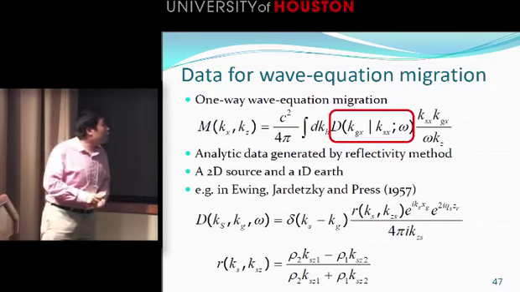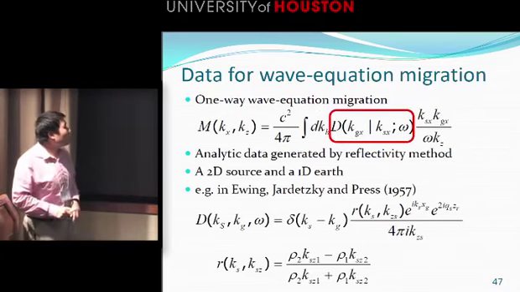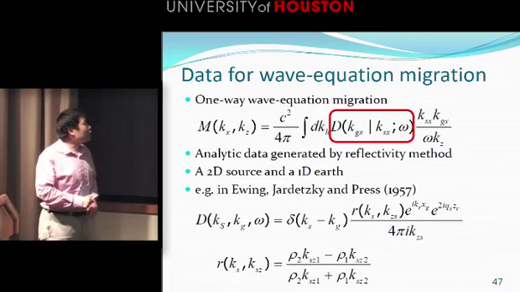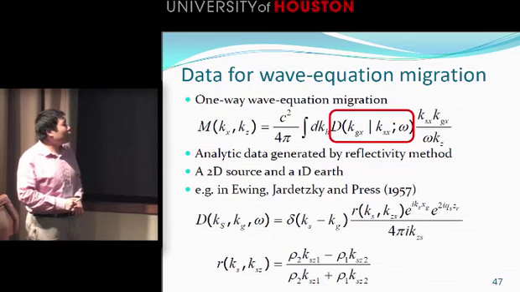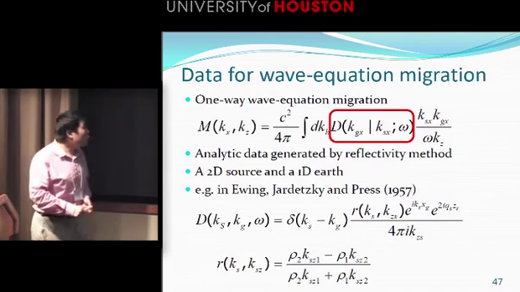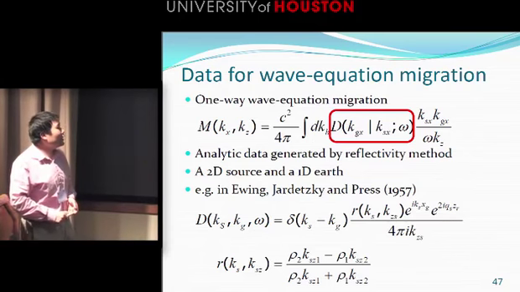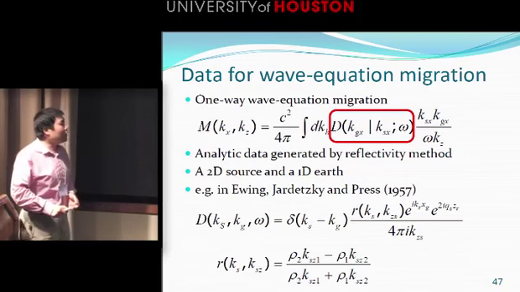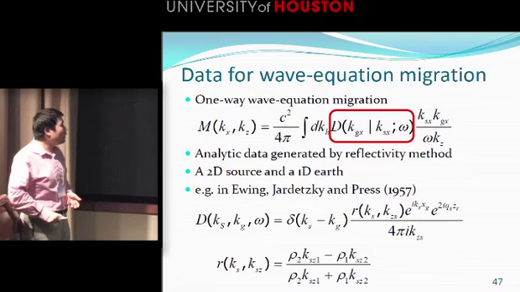So here is the data we used for the wave equation migration. First, we look at the formula for the wave equation migration we will use. This formula is asking for the data in the wave number and frequency domain. So we need some analytical data in wave number and frequency domain. Here we use the reflectivity method to generate this data.